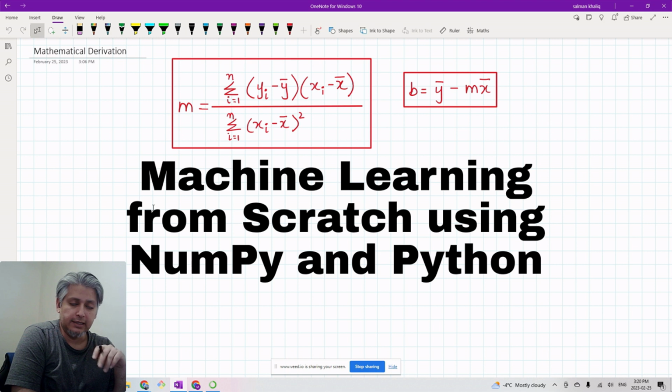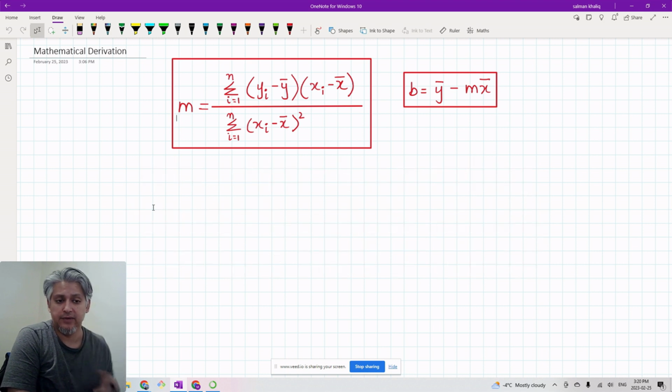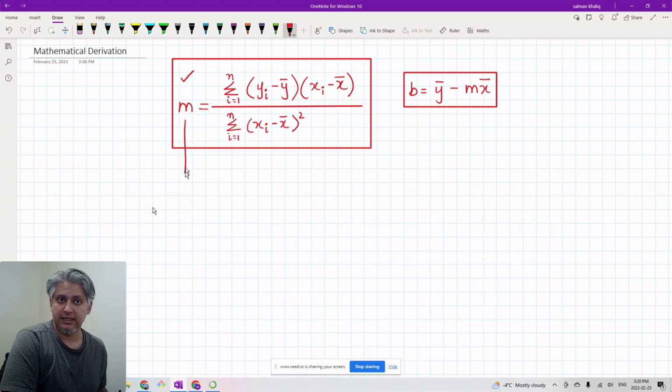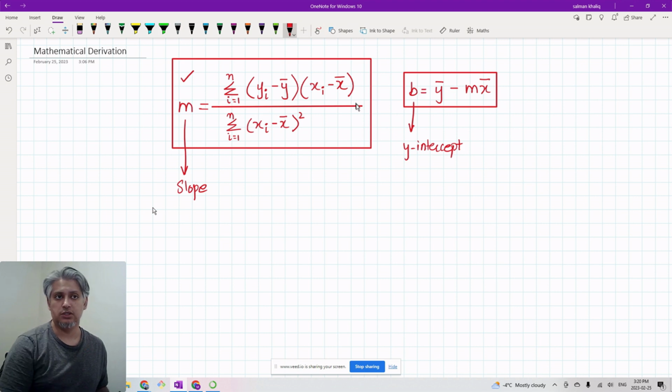Scratch. In the last video, we discussed the intuition behind simple linear regression, and we talked about at the end that in this video, we will be deriving this equation, which is technically the slope of the straight line, and this equation, which is the y-intercept of the straight line. So we will be deriving these two equations.